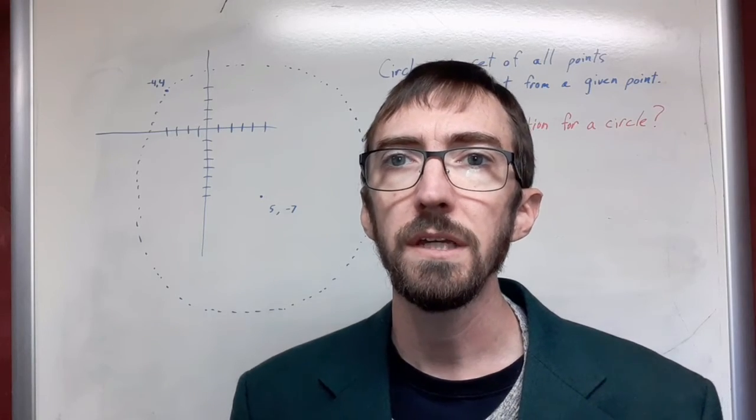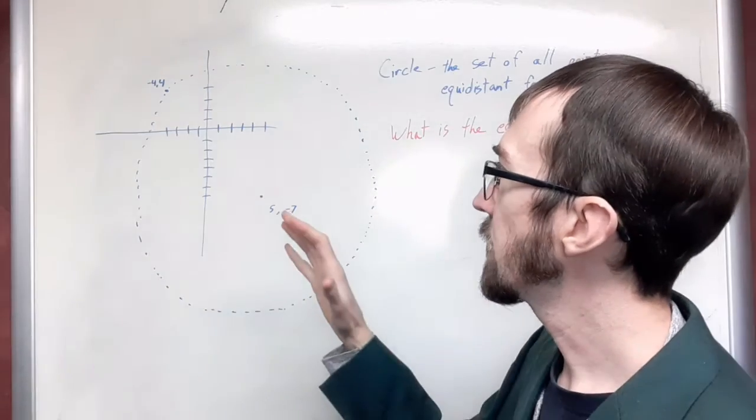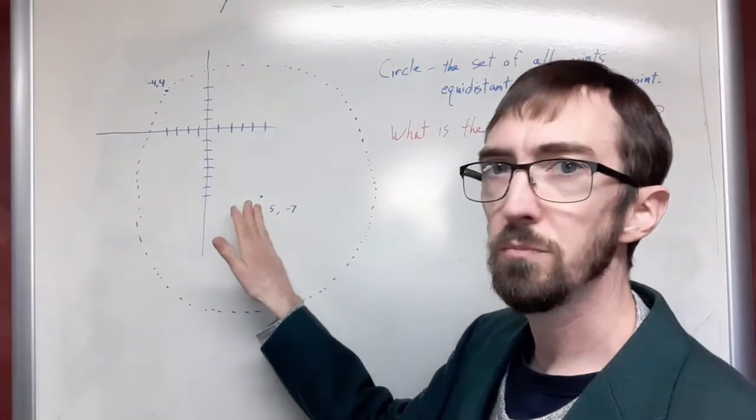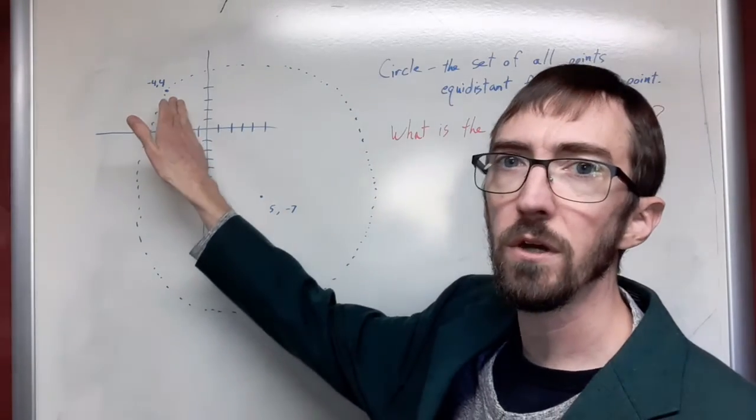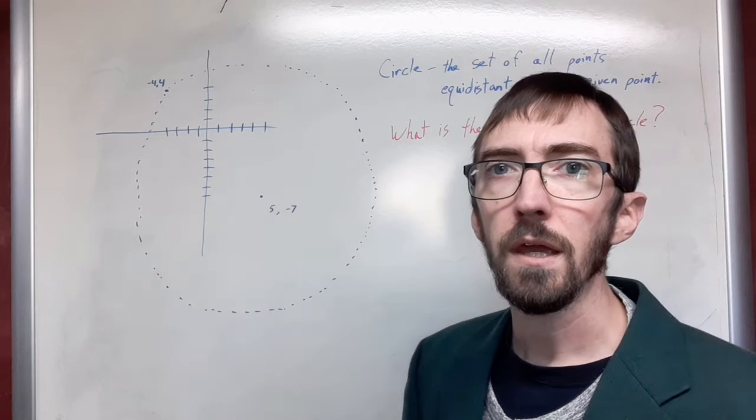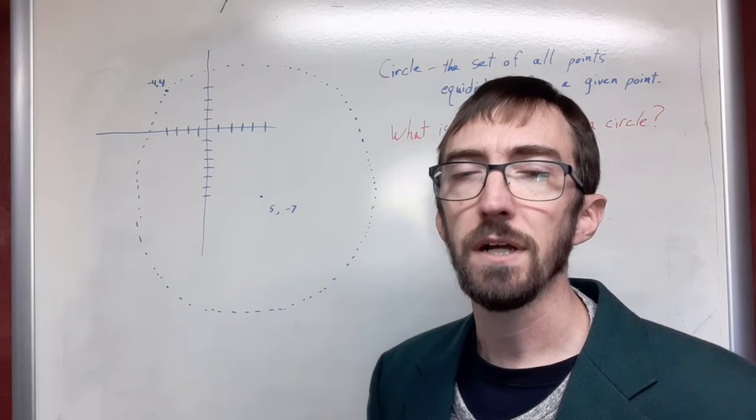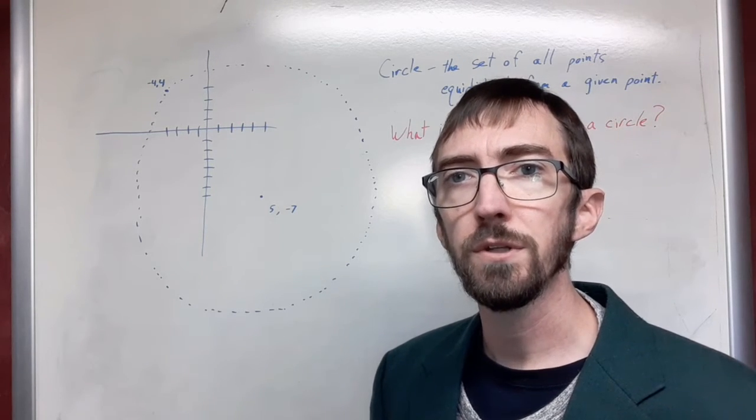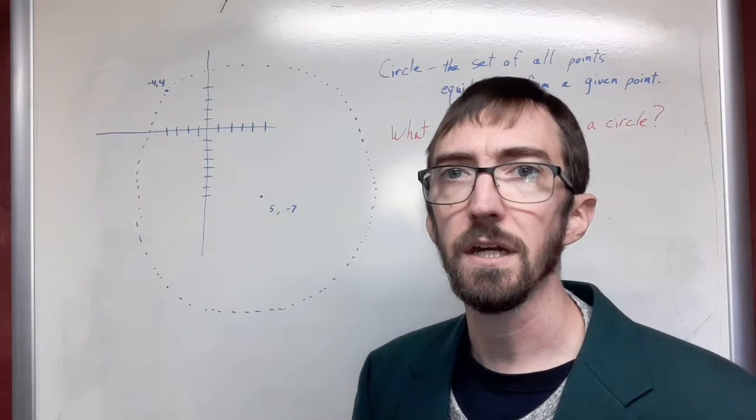We are going to look in depth at starting with a center point and some known point on the circumference of a circle and finding the equation for that circle. And we're going to do this kind of from basic ideas.